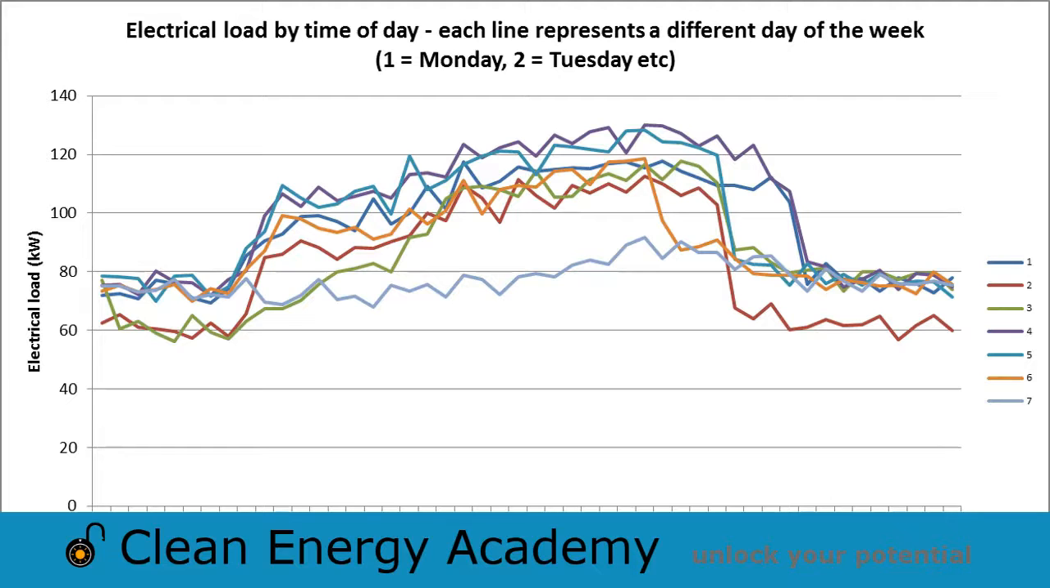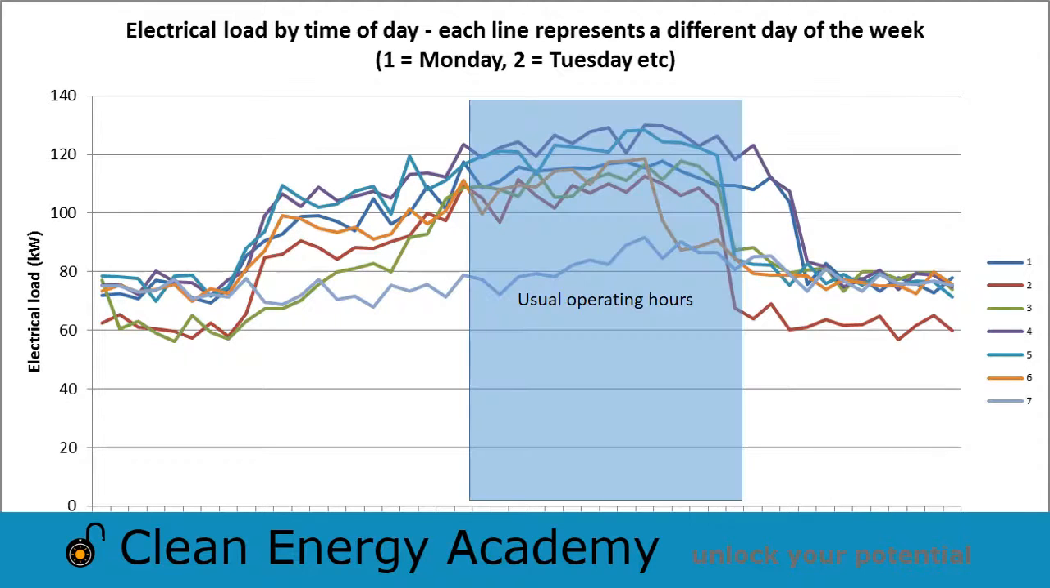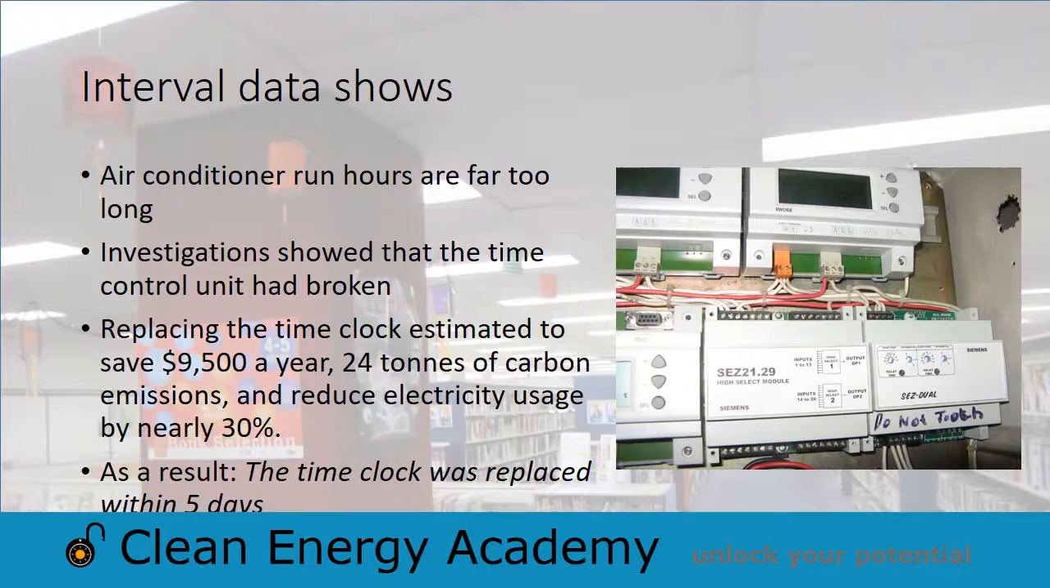The overnight load isn't that much lower than daytime usage. Clearly this interval data is showing that something seems to be wrong. The overnight usage and the usage when the site is unoccupied should be much lower. Investigations showed that the problem was with the control of the air conditioning. A time control unit had broken.